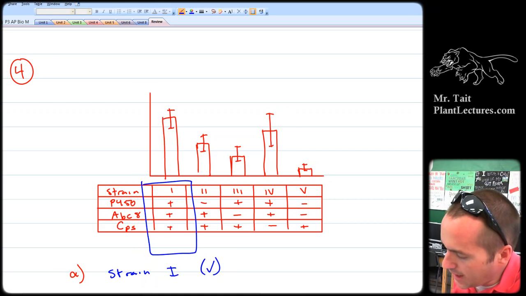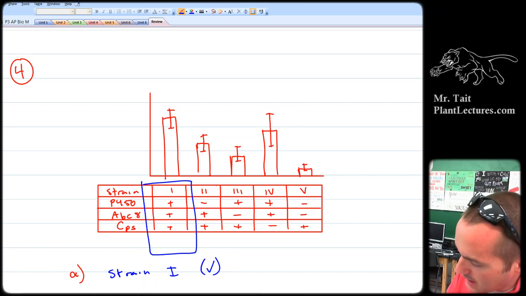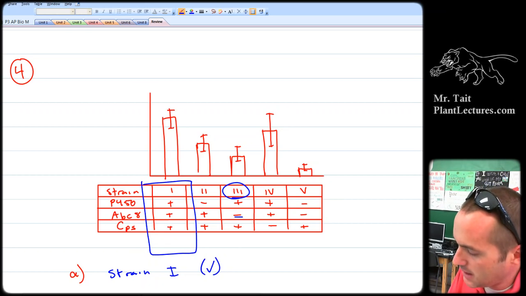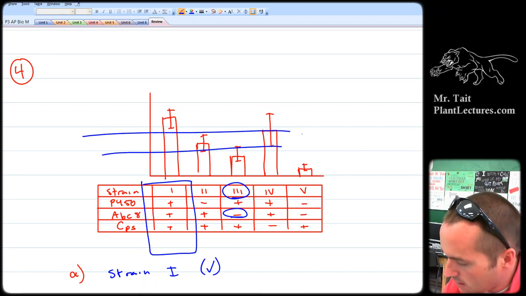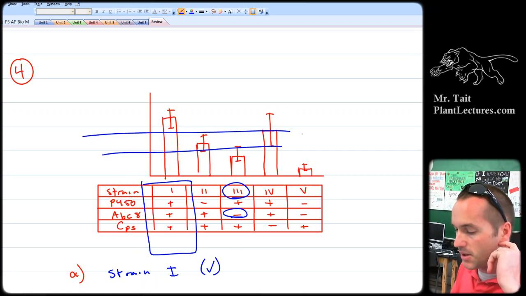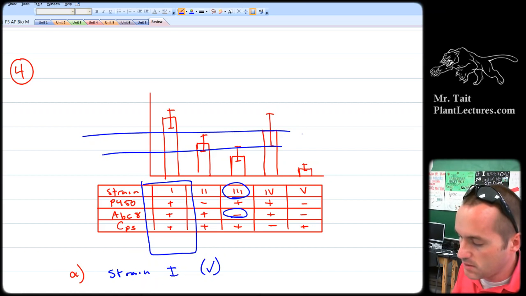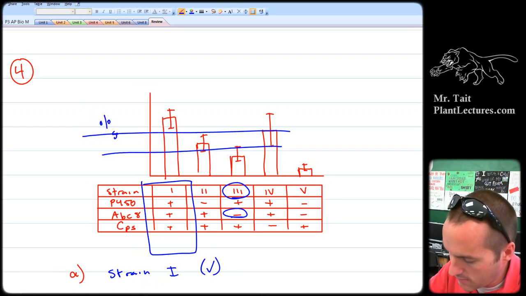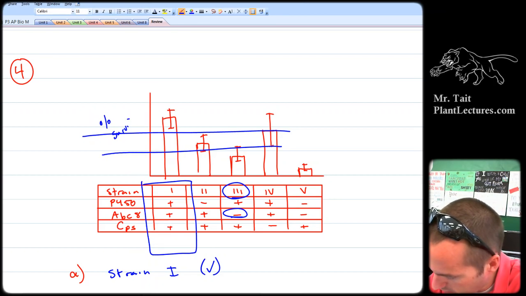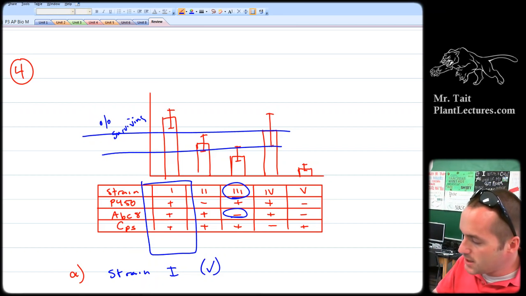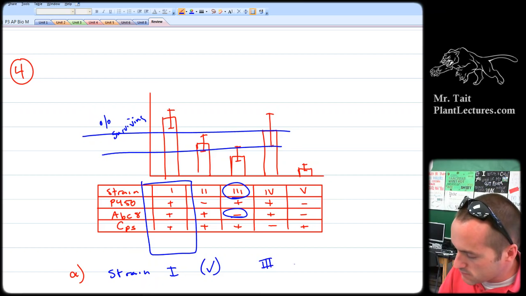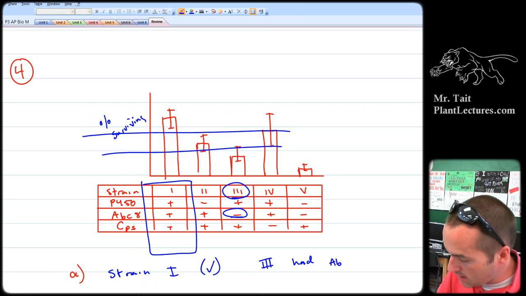Okay. Well, we go to ABC8 and we notice that in strain 3 it's deleted, right? And strain 3 has statistically significant differences in survivability from strain 1, right? This was percent surviving. Okay, so we can say that strain 3 had ABC8 deleted.